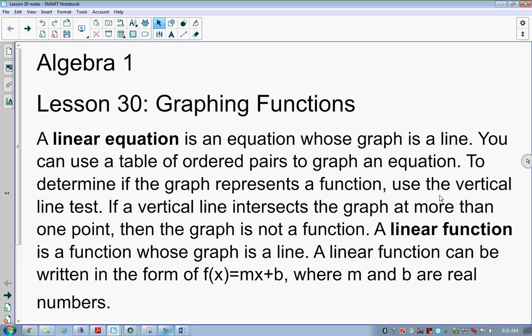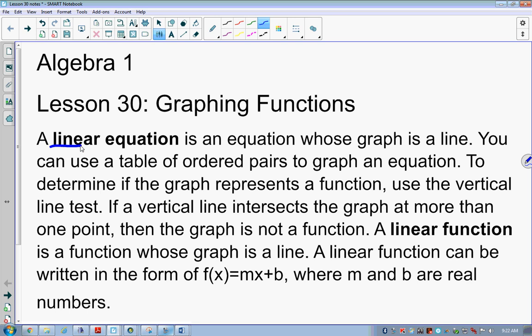Okay. All right. So, talking about graphing functions, a linear equation is an equation whose graph is a line, right? It's kind of obvious by the name linear, it has line actually in the word. A linear equation is an equation whose graph is a line. And we can use a table of ordered pairs to graph an equation, right?